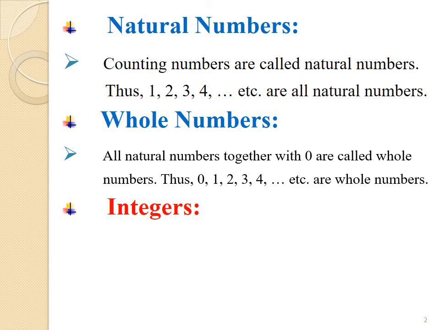Students, we know that 8 minus 3 equals 5. Now, let us subtract 8 from 3. Subtracting 8 from 3, we get minus 5. Here, minus 5 is neither a natural number nor a whole number. Minus 5 is in fact the negative of a natural number.